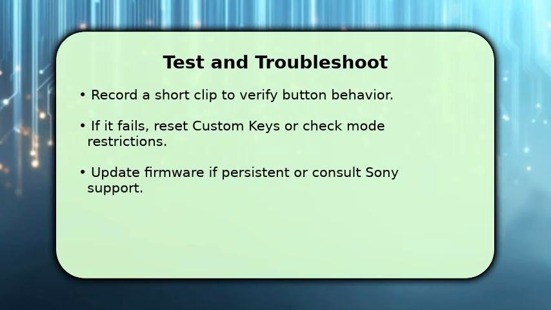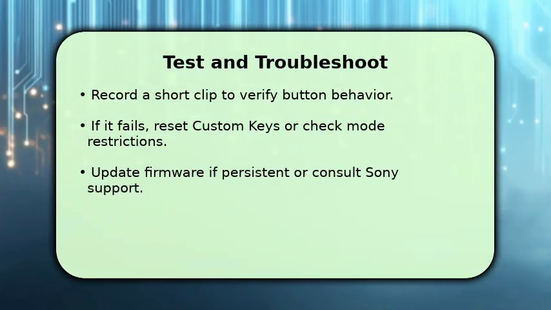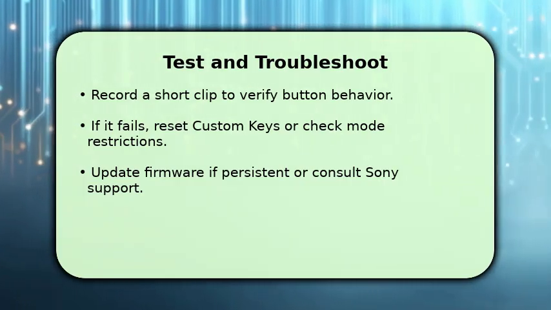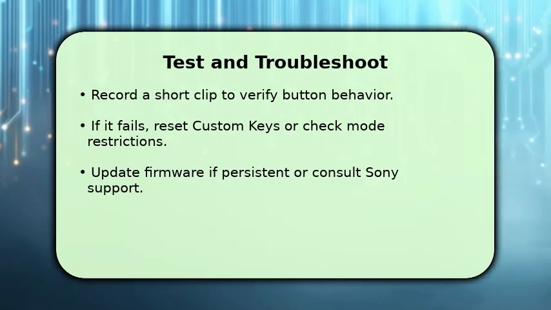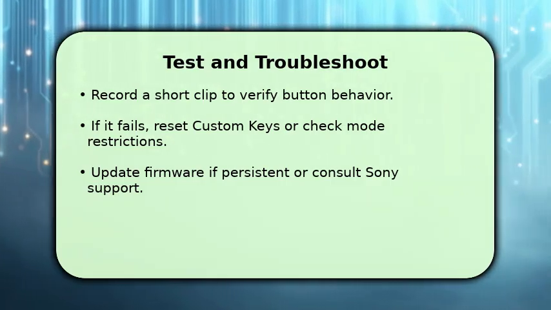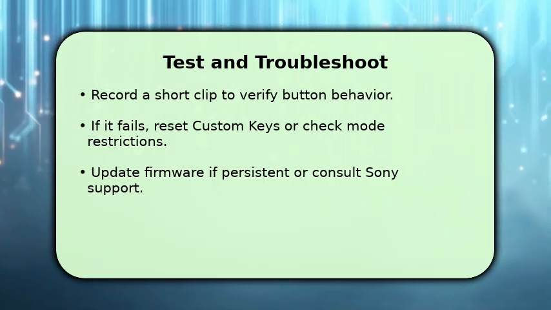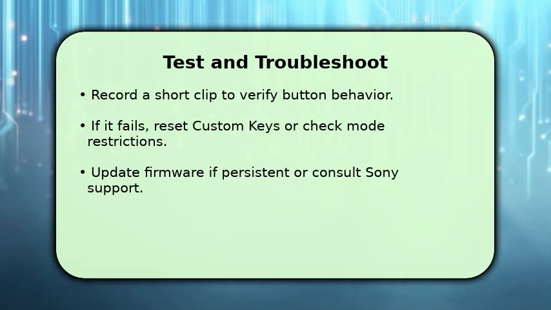You finish by testing. Press the Reassign button and record a short clip to confirm behavior. If nothing happens, make sure the current shooting mode allows movie recording. Some modes restrict button actions. Once done, try resetting only the custom key assignments if the mapping seems broken, and then retest.